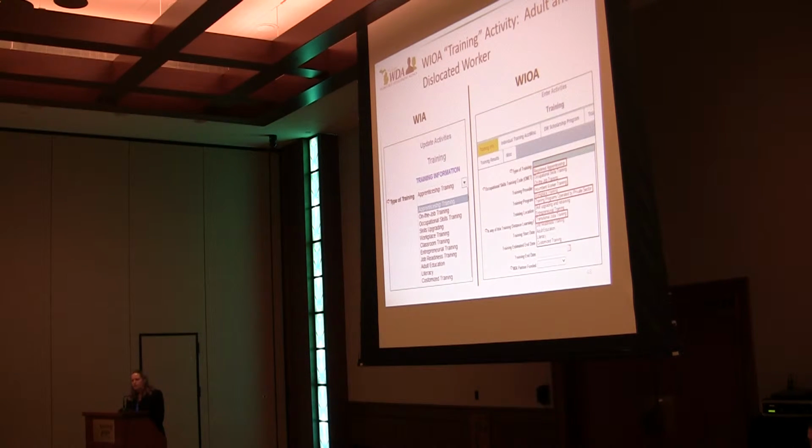Okay, you're probably familiar with the training activity for WIA. Here's a picture of it with the type of training activity menu expanded, and then a comparison of what it's going to be come July 1st. Changes include that now it's called apprenticeship training, and the new label is going to be registered apprenticeship. You're going to notice classroom training is no longer listed. It's here, but it's not here.